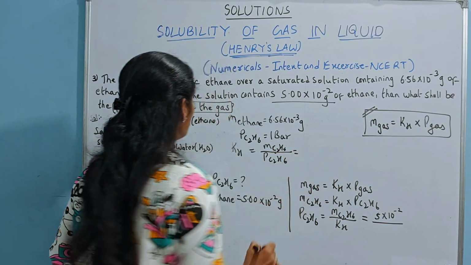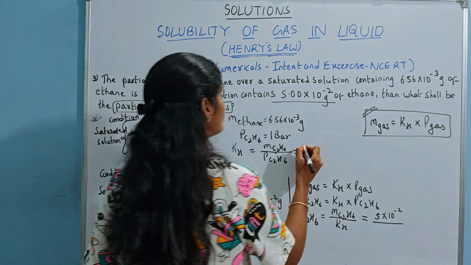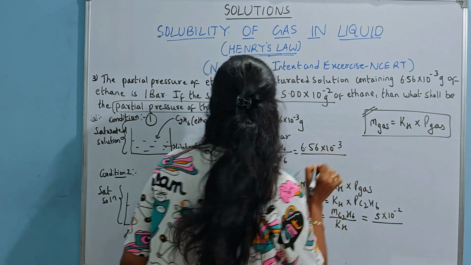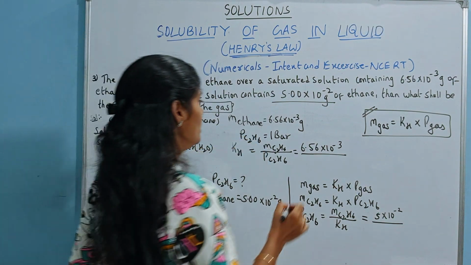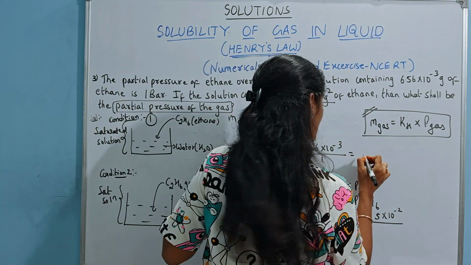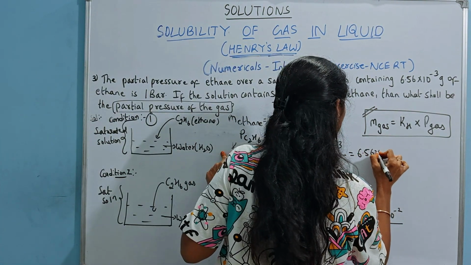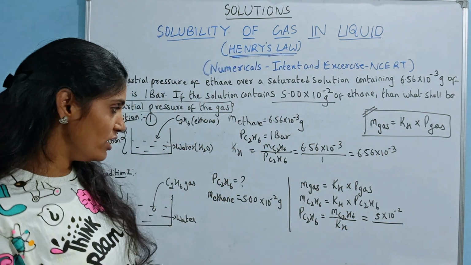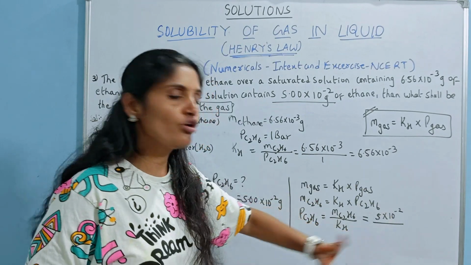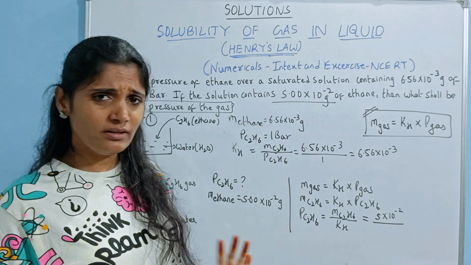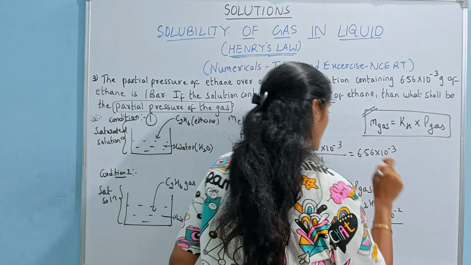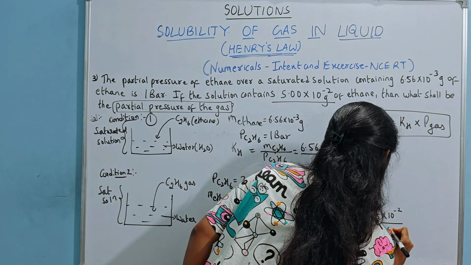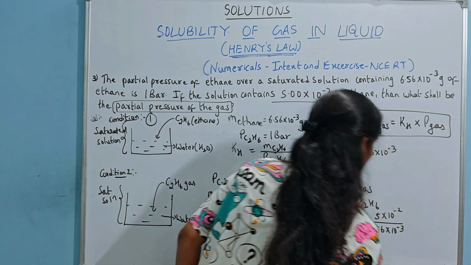Now mass of ethane is given for this case, it is 6.56 into 10 to the power of minus 3, divided by the pressure of ethane, which is given here as 1 bar. So what will be Henry's constant here? 6.56 into 10 to the power of minus 3 will be my Henry's constant. Now I will take the same Henry's constant and substitute it here because it is the same gas. The Henry's constant I got here is 6.56 into 10 to the power of minus 3.